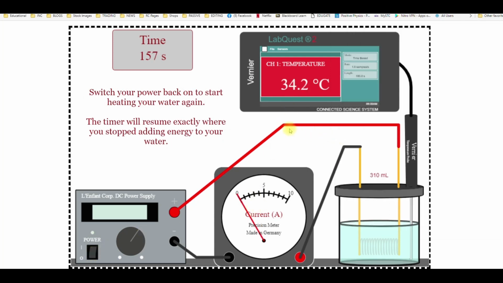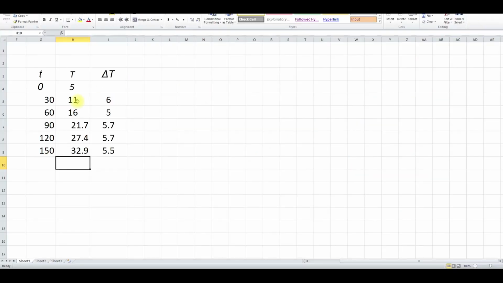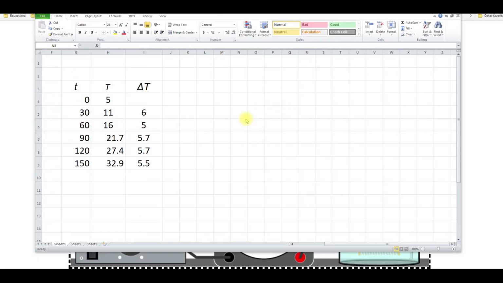As I said, it is much better if you have a larger set of data, maybe from 0 up to 300 seconds or even more. Now it's time to graph your data. Select the points of t, small letter t for time, and big letter T for temperature. This will be your x-axis, and this will be your y-axis.